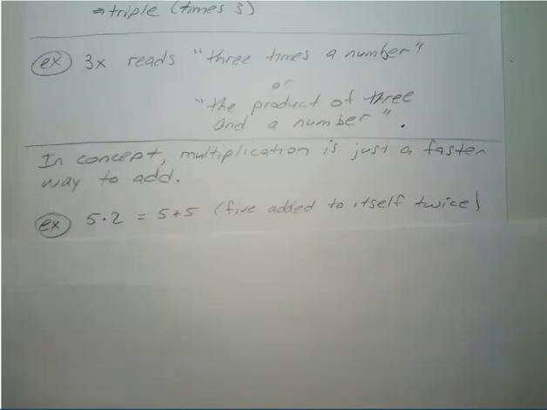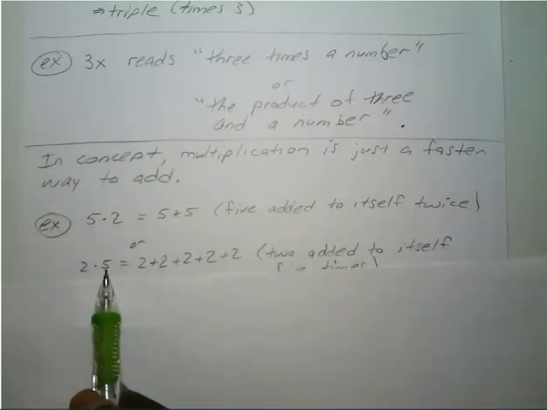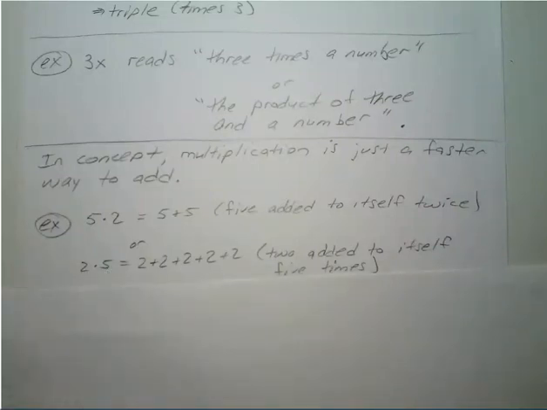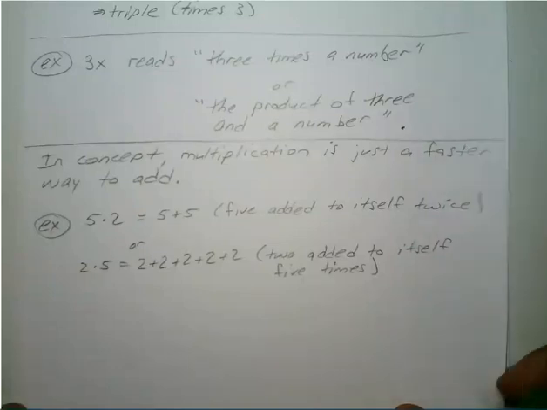Okay. Now if you flip them around and get 2 times 5, that means you're going to add 2 5 times. Both of them will give you the exact same answer. 5 plus 5 is 10. 2 plus 2 plus 2 plus 2 plus 2 is also 10. So either way, you get the same answer. But that's just the general idea behind it. All right. So if you are still writing this, of course, feel free to press pause and finish up. We're going to go ahead and move on to our next page.